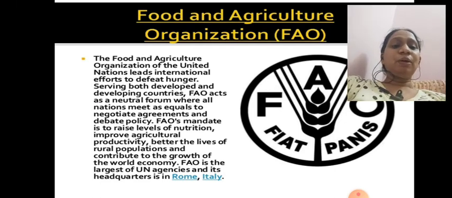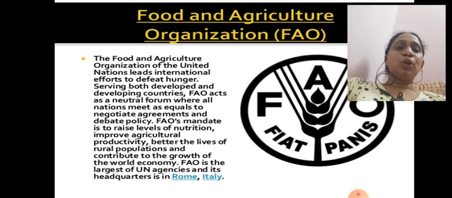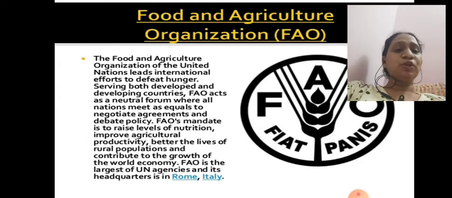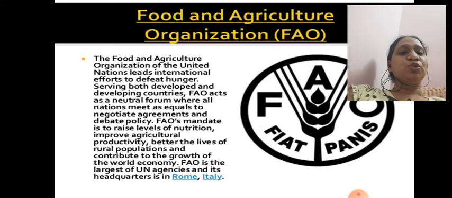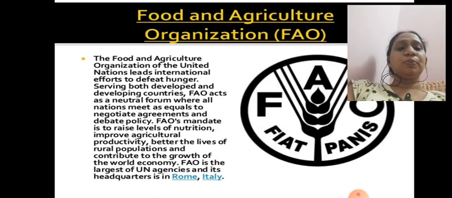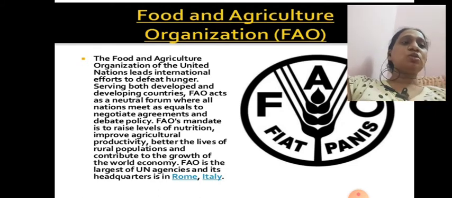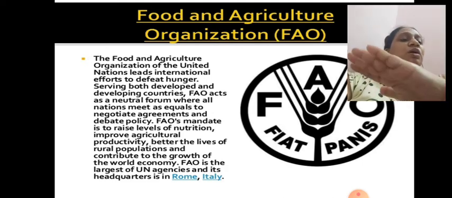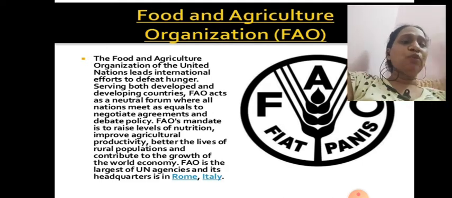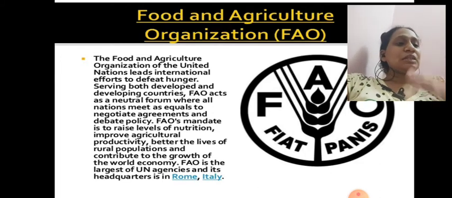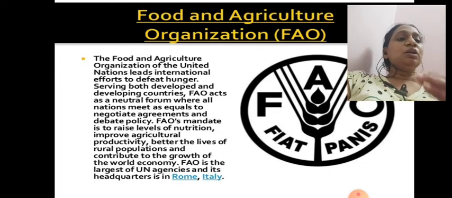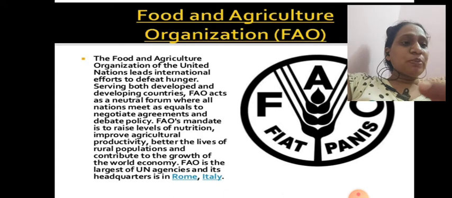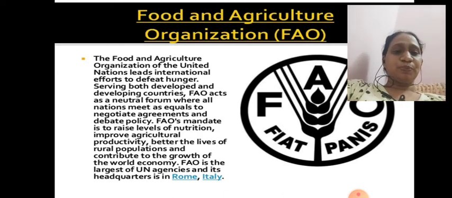Serving both developed and developing countries, FAO acts as a neutral forum where all the nations meet as equals to negotiate agreements and debate policies. So all the nations who are members of the United Nations are equal over there, and they discuss and debate regarding food fulfillment for all people.